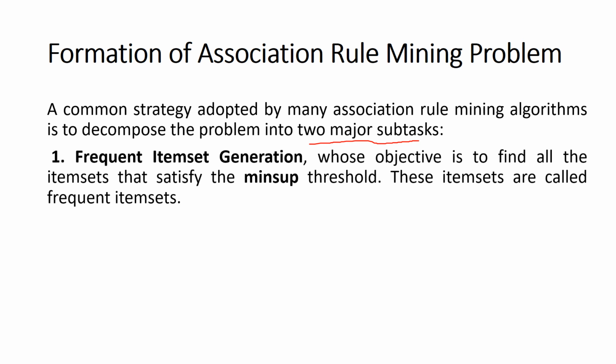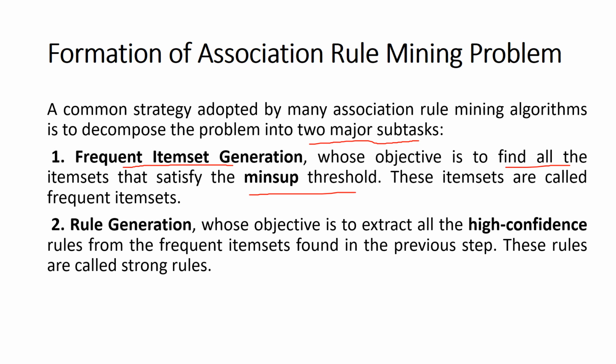The first task is called frequent item set generation. The objective of this task is to find all the item sets that satisfy the minimum support threshold. And those item sets which satisfy the minimum support threshold are called frequent item sets. The second subtask is rule generation, whose objective is to extract all the high confidence rules from the frequent item sets found in the previous step, which is frequent item set generation. And these rules are called strong rules.